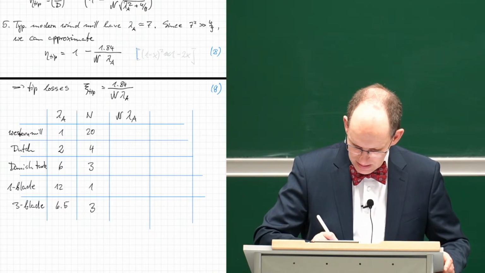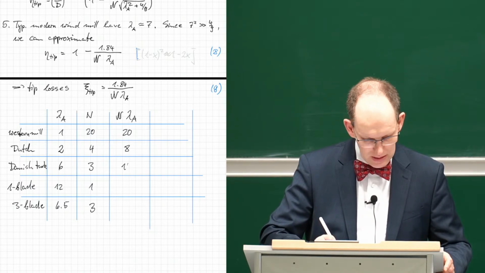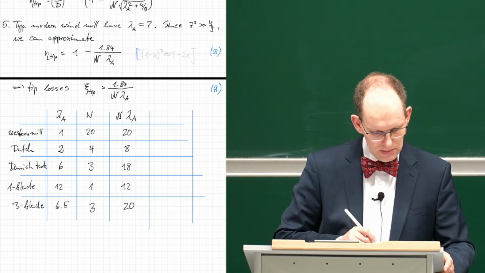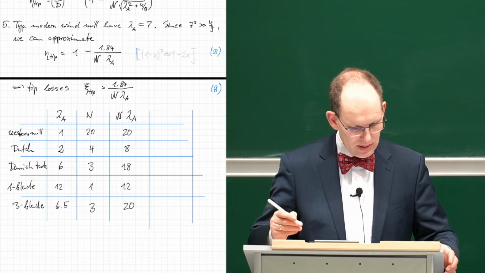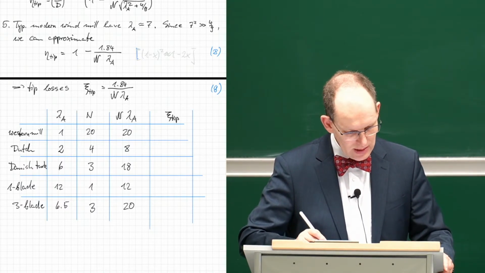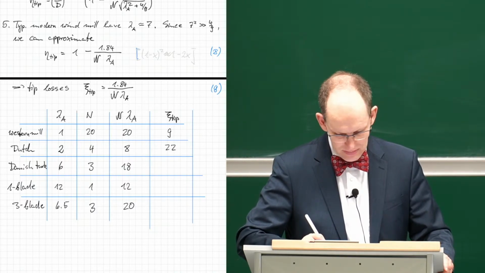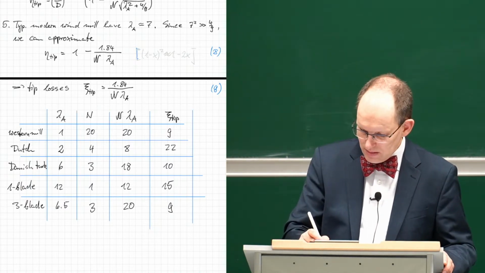So 1 times 20 is, of course, 20. Then we have 8 here. Here we have 18, here 12, and then here, 20 more or less. And accordingly, we can calculate the tip losses. So this is this key tip. And we find here 9, 22, 10, 15, and 9.